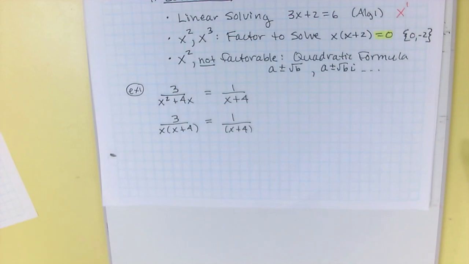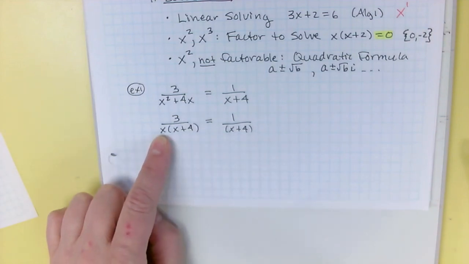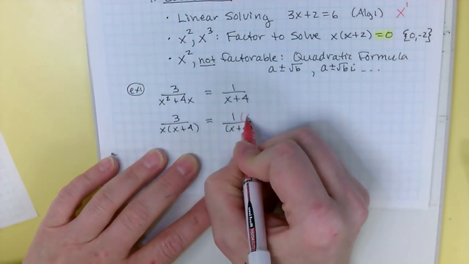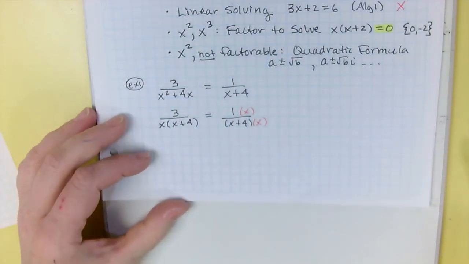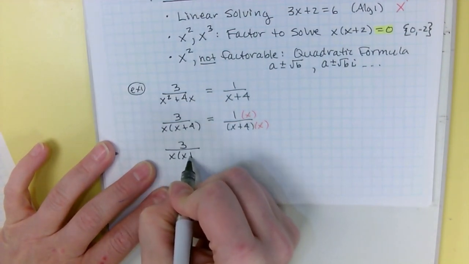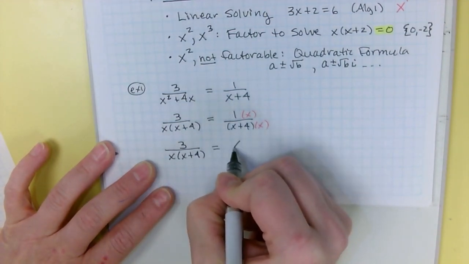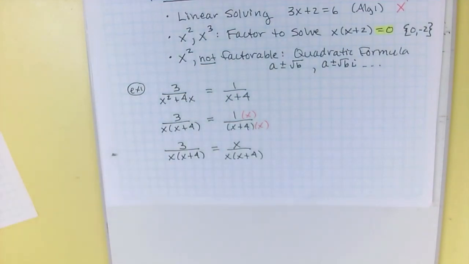Okay, step 2, make a lowest common denominator by multiplying by the missing factor over itself. This one is missing a monomial x. So we're going to multiply by x over x. So now I've got 3 over x times x plus 4 equals x over x times x plus 4.